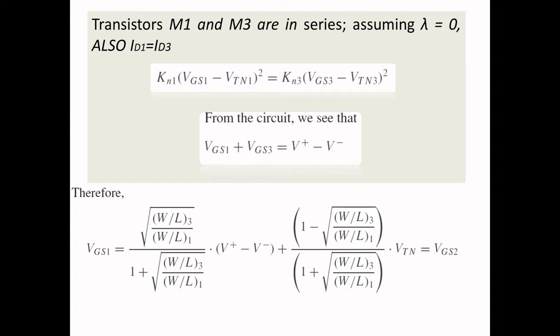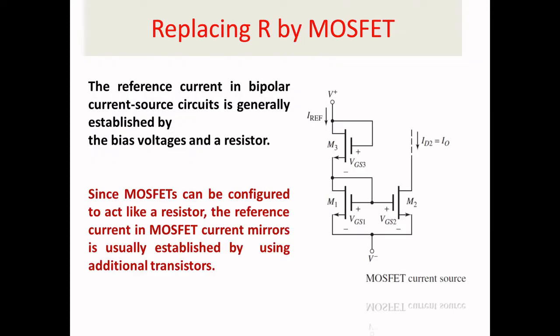Here you can see M1 and M3 are in series, right? So the IRF current, the same current, is passing through here also. You know that the gate current is 0. The same current ID3 will go to ID1 also. This is biased by VGS1, and the same bias voltage is given to M2 also, so the current will be the same. That is our understanding from the previous classes.